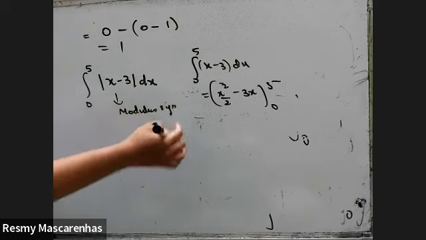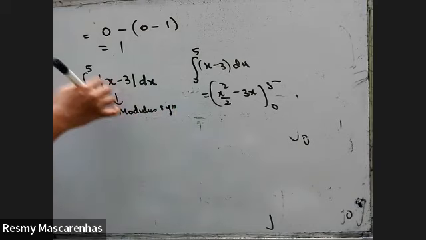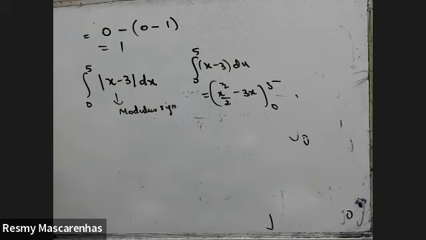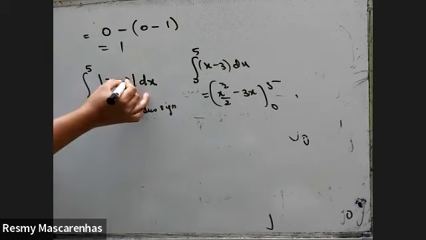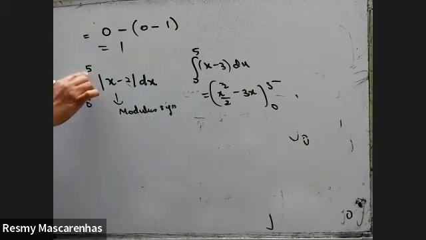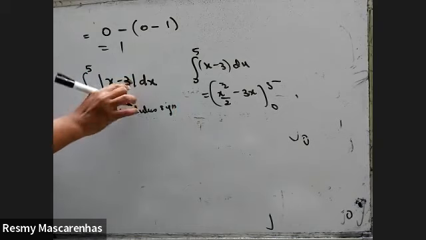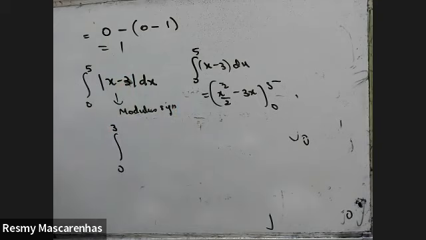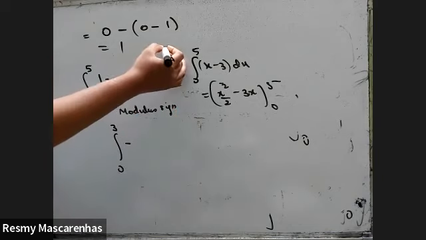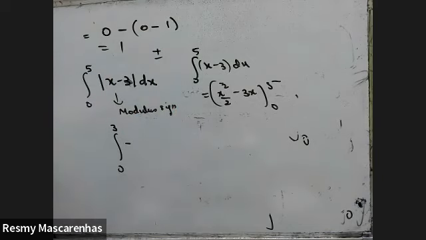So whenever you have a modulus sign, you cannot directly integrate it, okay? What we have to do is split the limit in terms of this number. Suppose this was 2, then we have to split it from 0 to 2 and 2 to 5. Now the term is this, so we'll have to split it in two parts. From 0 to 3, okay? Modulus can take both signs, no? Plus as well as minus.